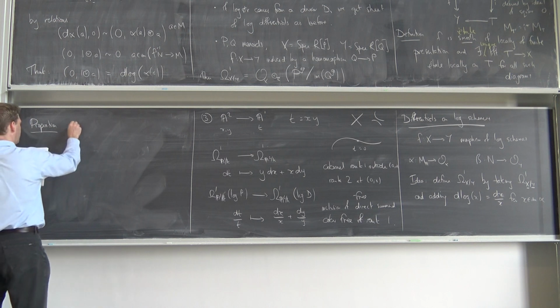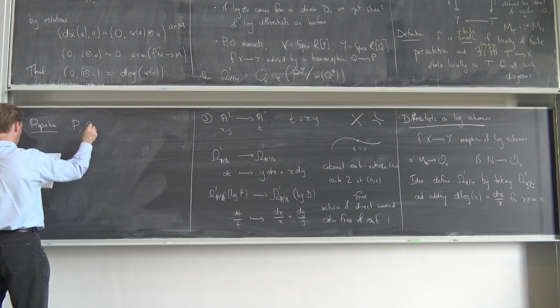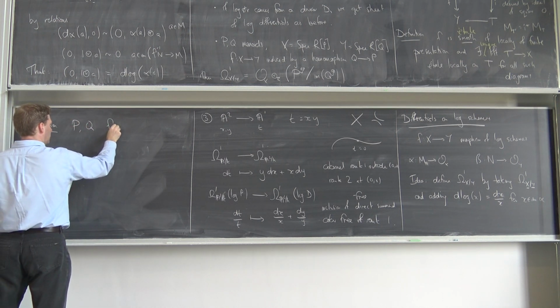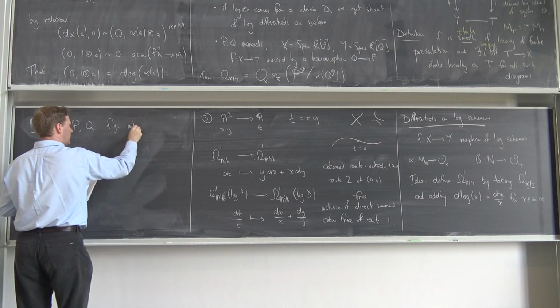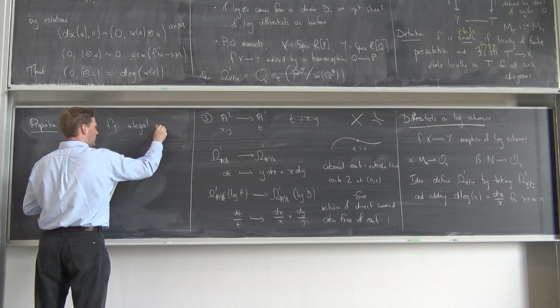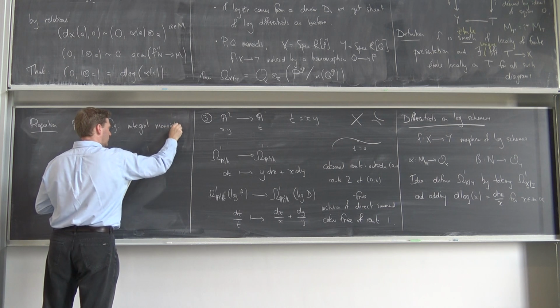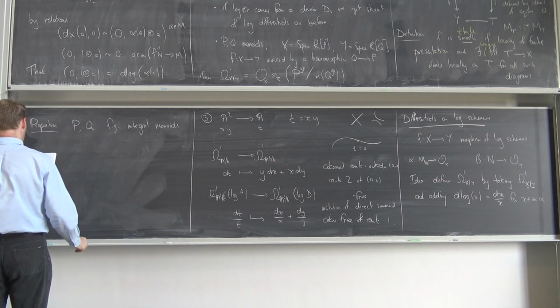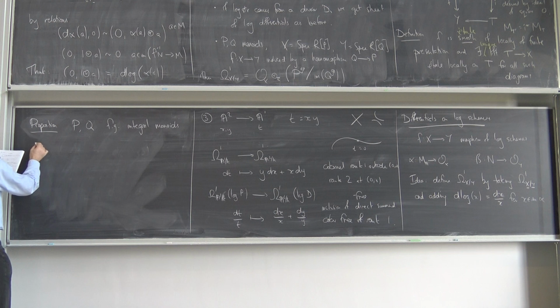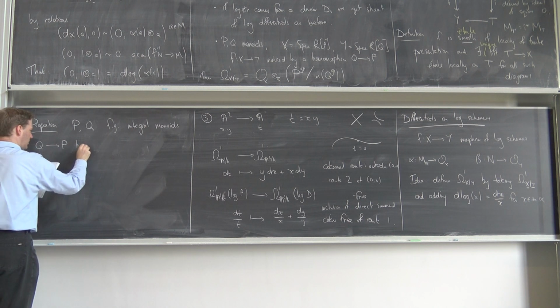Yeah, of course you can separate smooth into formally smooth and locally of finite presentation and so on. Okay, proposition. Let's take P and Q to be finitely generated integral monoids. And let's have a homomorphism from Q to P, which I don't think it needs a name. So Q to P, a homomorphism.